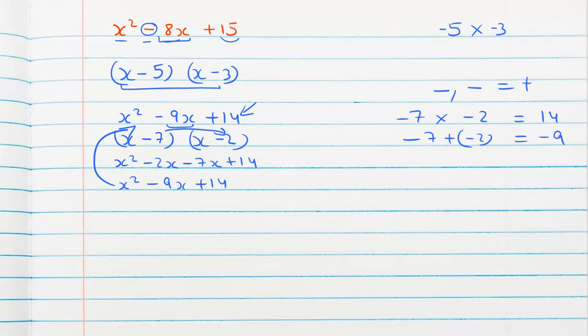But how about when the last term is negative? Okay, let's say we have x squared plus 2x minus 8.